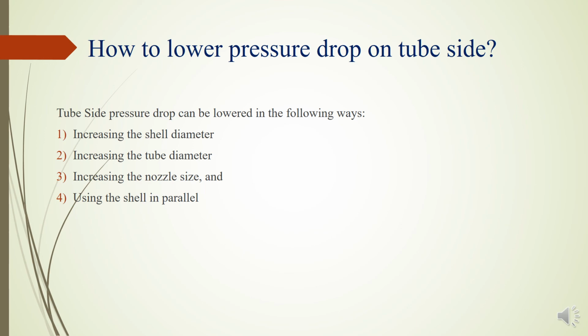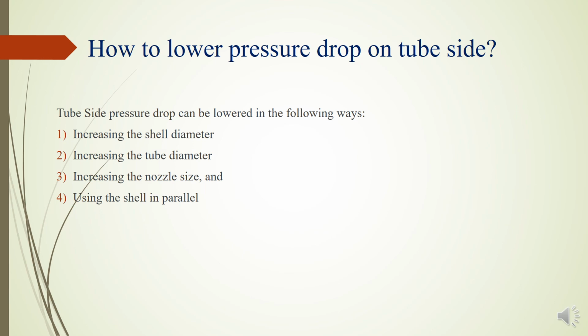Second one is increasing the tube diameter. Increase in the tube diameter reduces the tube velocity and thereby reduces pressure drop. However, tube diameters are standardized and standard outside diameters are limited. Further, tube outer diameter more than 1 inch is generally not desirable, as higher tube diameter means higher shell diameter to accommodate required number of tubes due to increased tube pitch, which in turn means higher cost.